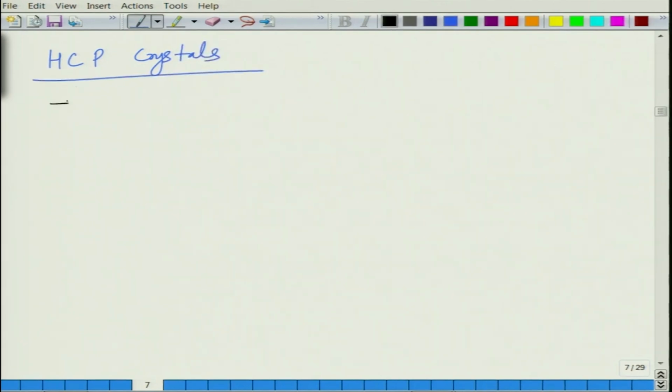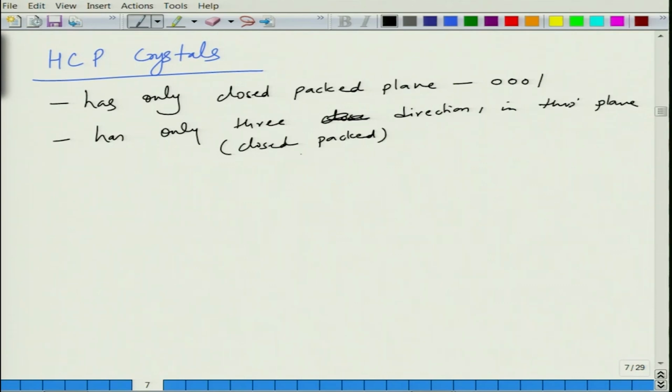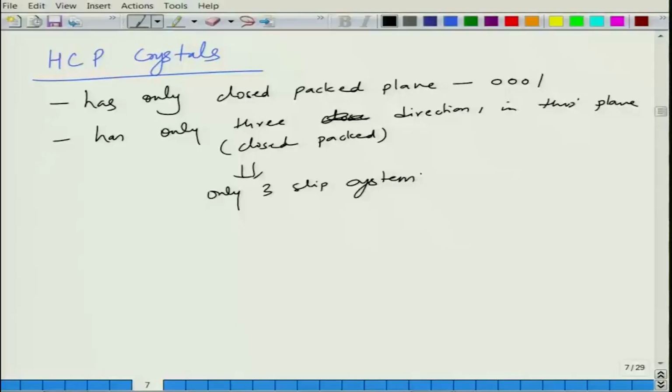The problem with HCP crystal is, if you look, HCP crystal has only one close packed plane, that is 0 0 0 1, and it has only three directions in this plane which are close packed. So which gives rise to only three close packed slip systems. There are other slip systems as well, the planes which are not necessarily close packed, but the close packed directions lie in those planes, but there is only one slip plane.